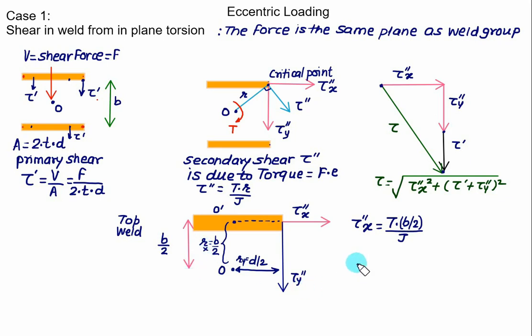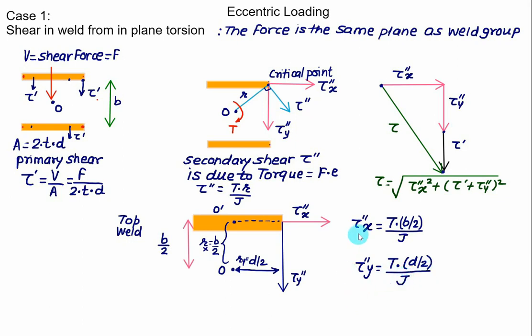So we have tau double prime y will be the same formula again, torque multiplied by r. So this time we have to use the value of ry. So we have torque multiplied by distance, that is the radial distance equal to d by 2, divided by the polar moment of inertia.